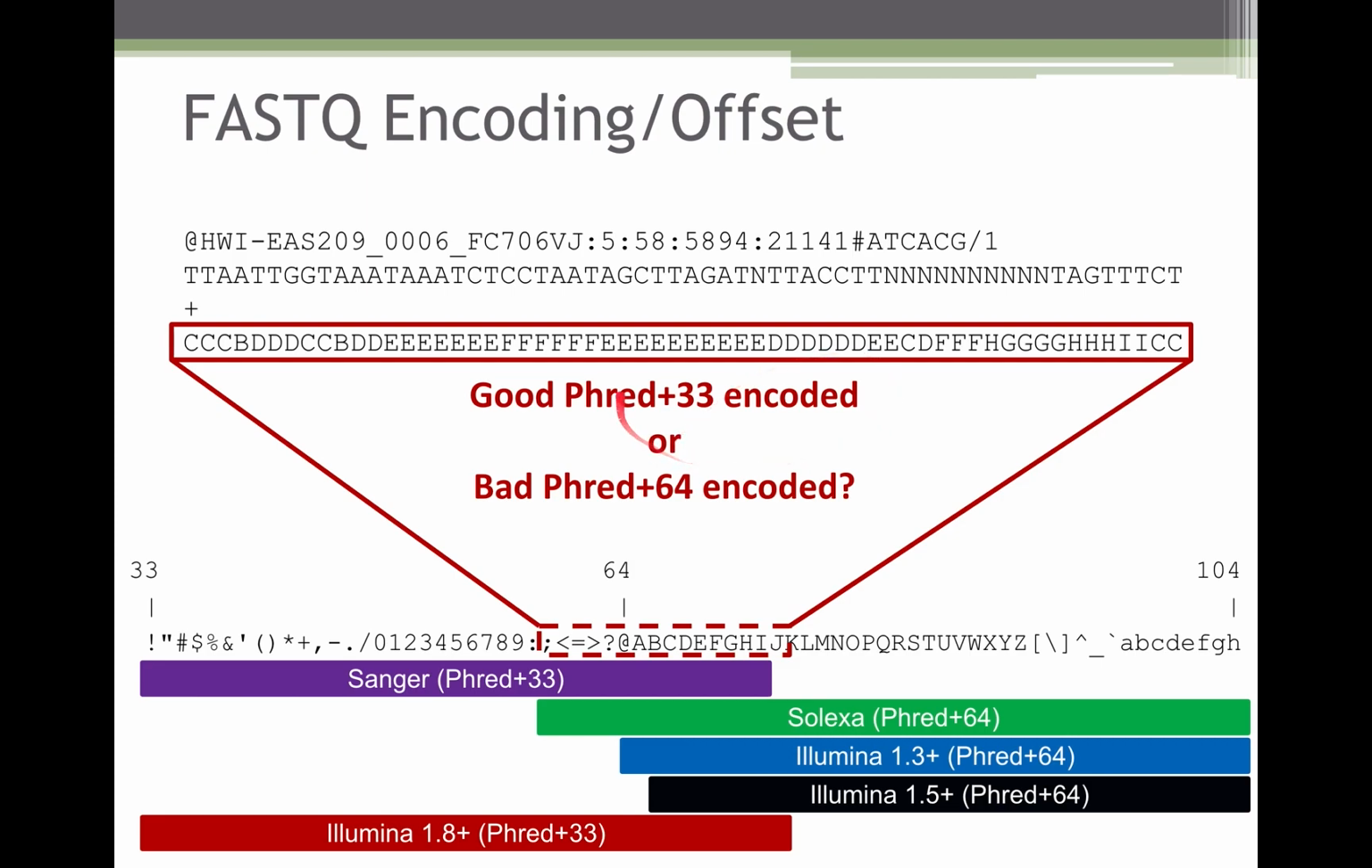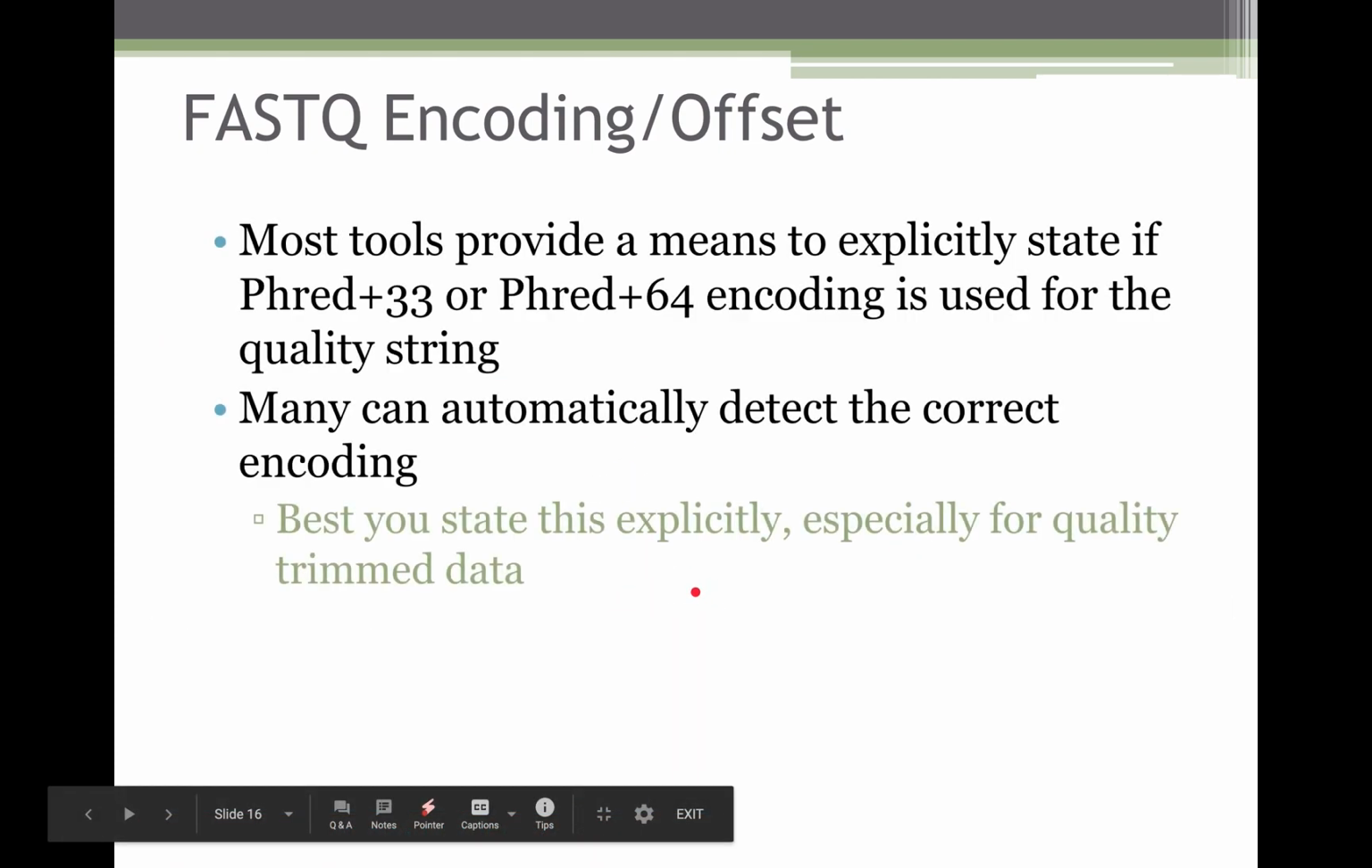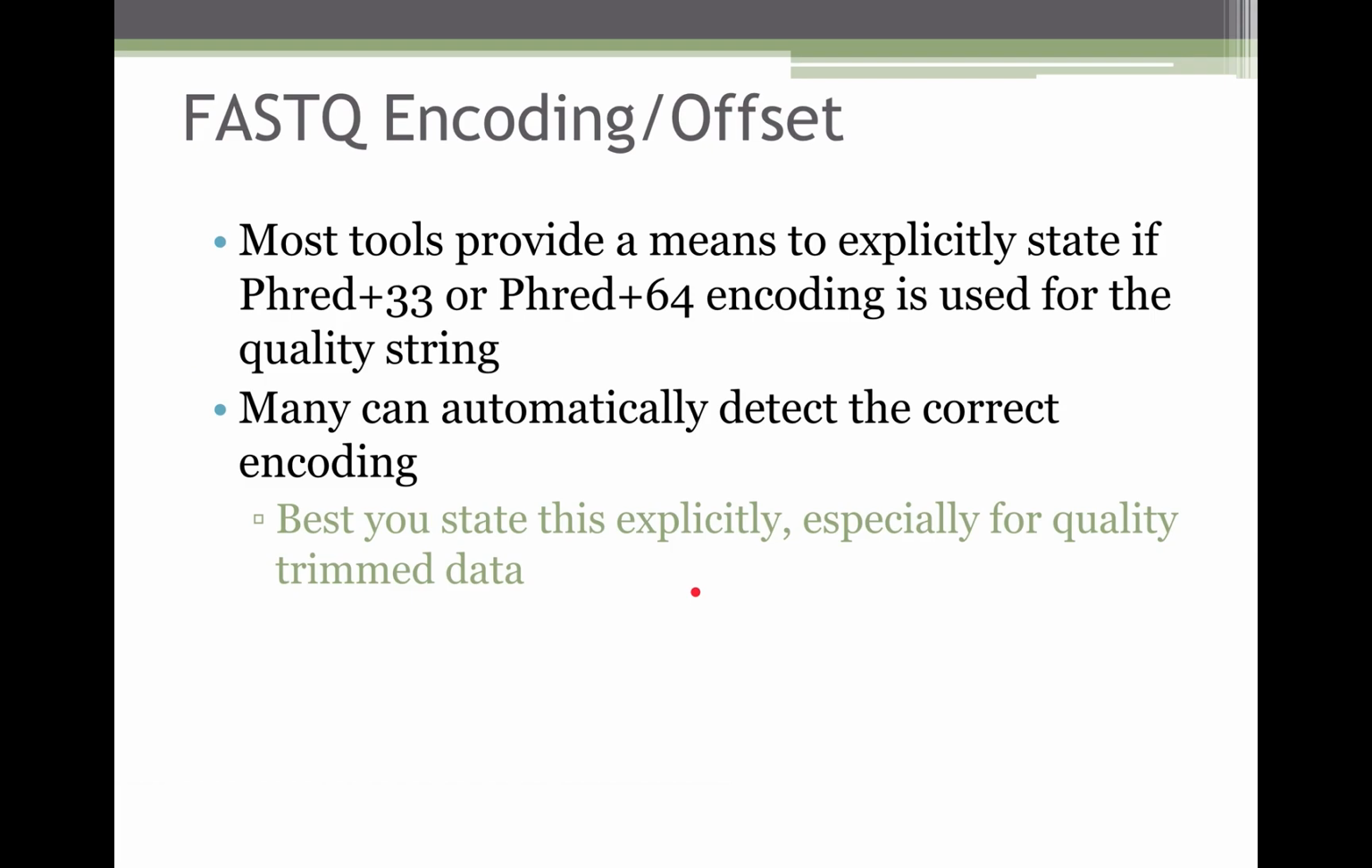Yeah, same thing what I just said. Phred 33 encoded good characters, maybe Phred 64 encoded bad quality characters. Okay, so I've just stated that with most of the software, you'll be able to explicitly state which scoring scale was used, and it's a good practice to use that option.